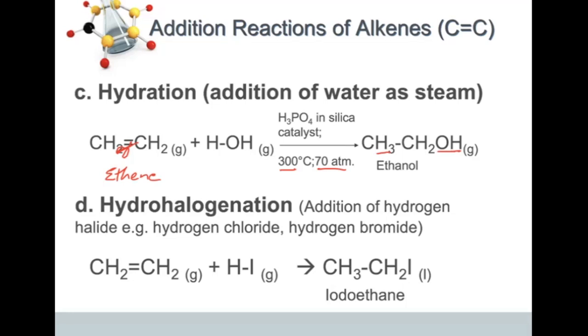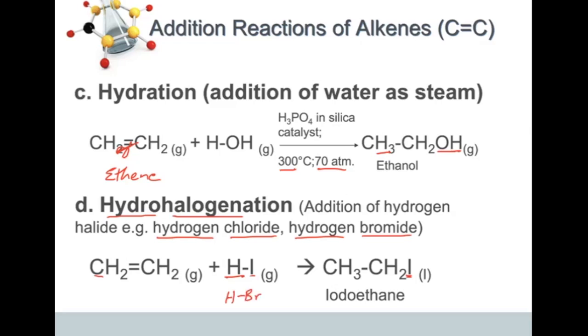And then there's what we call hydrohalogenation. It's adding what we call a hydrogen halide. That means hydrogen with a halide, like hydrogen chloride or hydrogen bromide. So the hydrogen would go on one of the carbons, and the halogen will go on the other carbon. So in this case, we end up with an iodine atom on the molecule. So this is iodoethane.